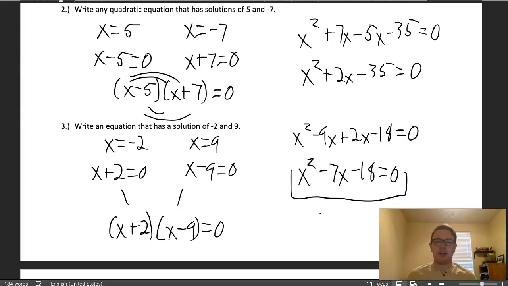And there you have it, folks. A little bit of a review on how we solve quadratic equations.